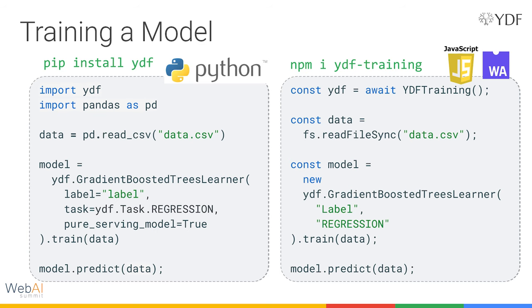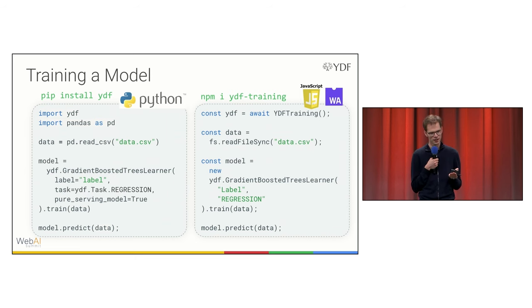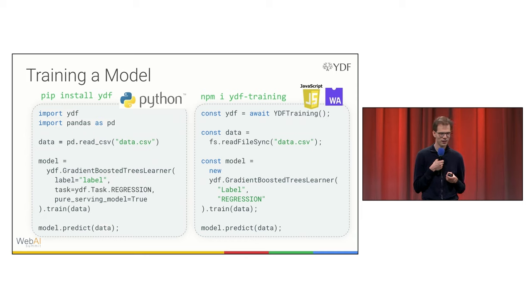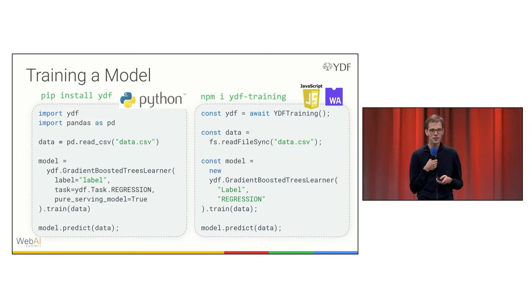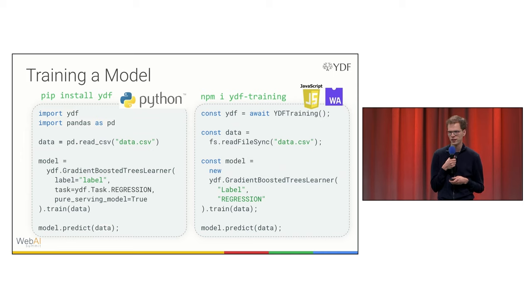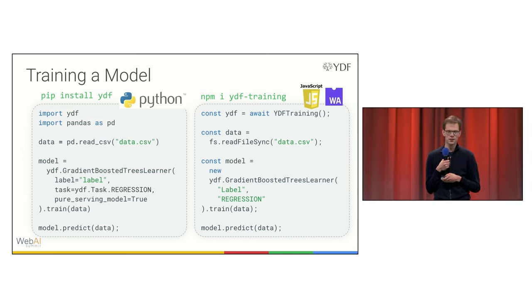But this is a web AI conference, so what do I do with JavaScript? Well, I do essentially the same thing, but I don't download from pip, I download from npm. The package is called YDF training. And then I do the same thing. I load YDF, I load my data, and then I create a model with pretty much the same ideas. And you can recognize maybe the slight difference between the two languages. And you can immediately predict on that model. So YDF training is newly open sourced. I think last week we open sourced the YDF training API for JavaScript. And the Python API has been open sourced for much longer.